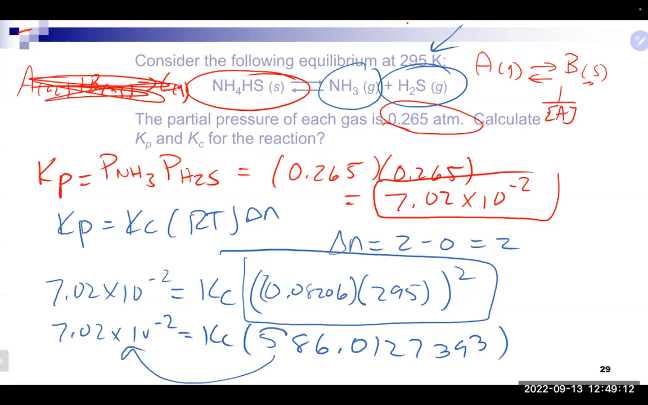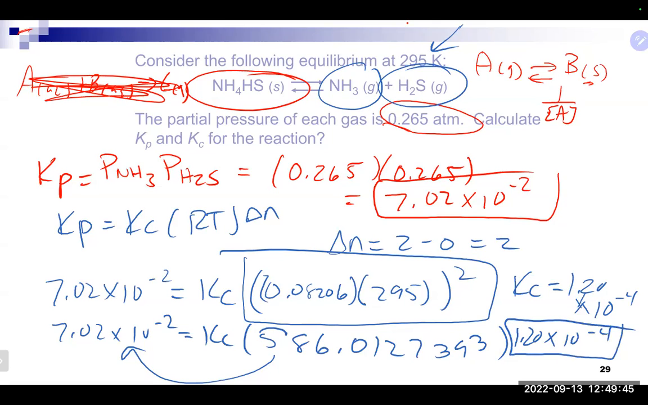I'm then going to divide that to the other side, and that would get me a Kc value of, looks like we'll call it 1.20 times 10 to the minus 4. So 1.20 times 10 to the minus 4. Any questions on that calculation there?